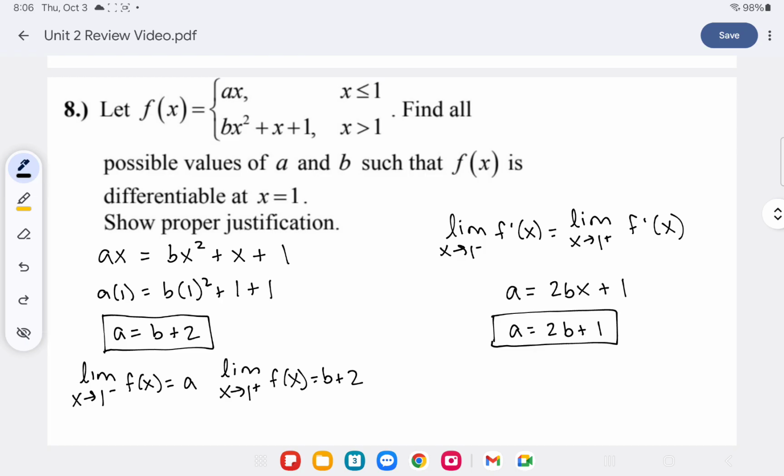I'm going to use substitution here because we have a equals and a equals. That means we need b plus 2 to equal 2b plus 1, which means that we need b to be 1. And if b needs to be 1, if we plug in 1 for b, that means that a needs to be 3. So our answers would be b equals 1 and a equals 3. That's one of the tougher ones on here.